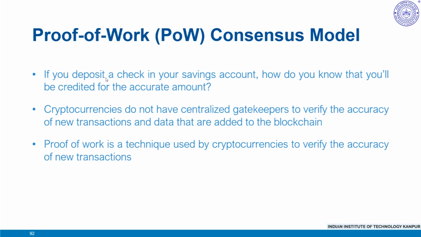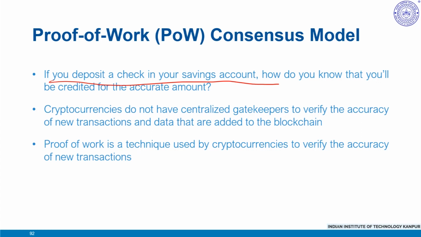Think of a conventional bank account. If you deposit a check in your savings account, how do you know that it will be credited for the accurate amount? How does the writer of the check trust that they'll be only debited for the amount that they wrote on the check? The value of a bank is that all the parties to a transaction trust the bank to accurately move money around. With cryptocurrencies, there are no such bankers or financial institutions to ensure trust. Instead, miners and proof of work mechanism guarantee transparent and accurate transactions.